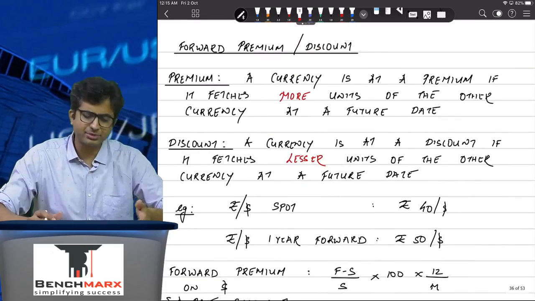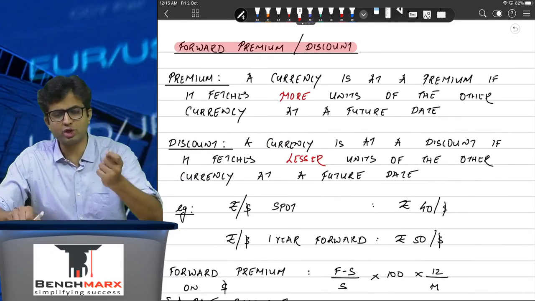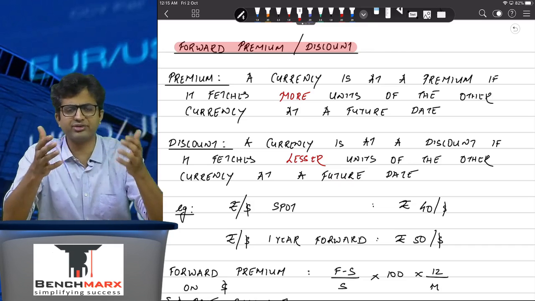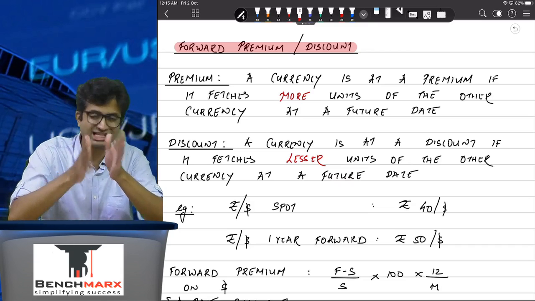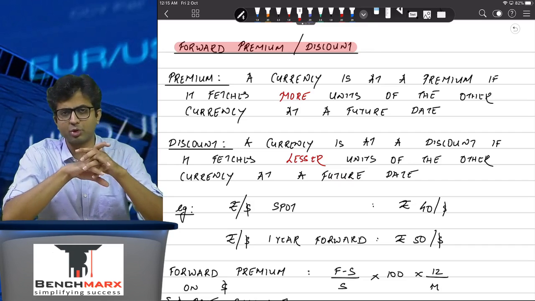Okay, now there's something called a forward discount or a premium. What do you mean by forward premium? That means 1 unit of a currency will fetch more at a future date. What is discount? 1 unit of a currency will fetch less than the spot rate at a future date. So that is what you mean by forward discount or premium.